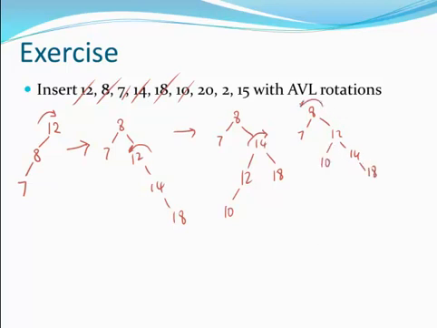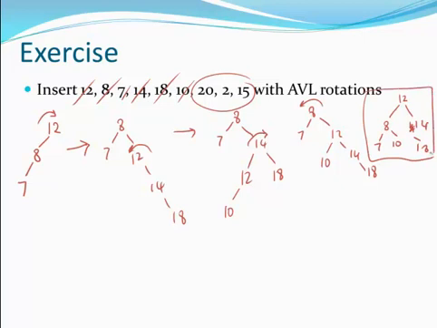And then we're going to do a left rotation here to get the 12, 8, 7, 10, 14, and 18. I will leave the rest as an exercise for you to insert. So this is what we get after we insert the 10. Try to insert 22 and 15 and see how you can balance the tree. And this is the end of the lecture.